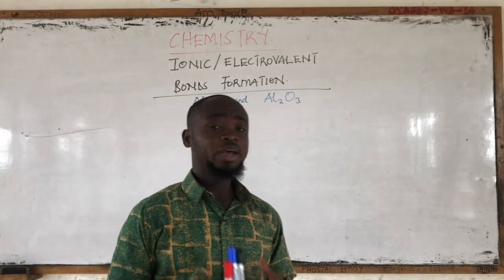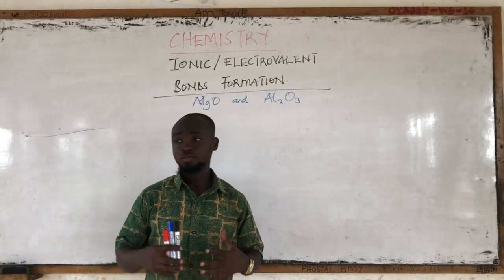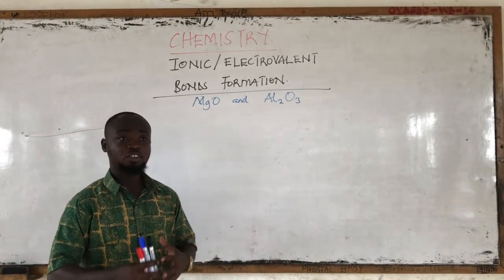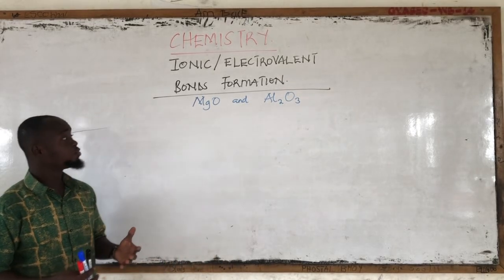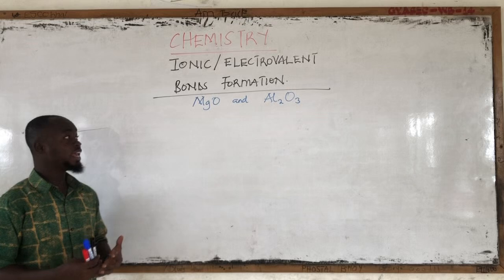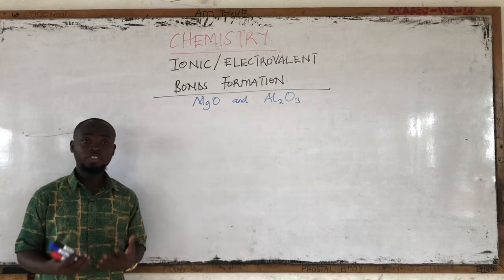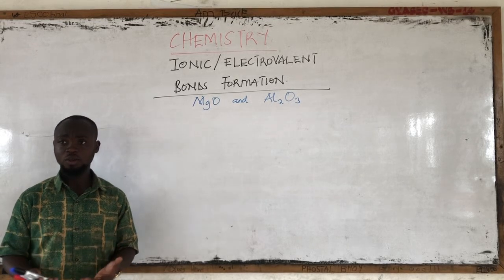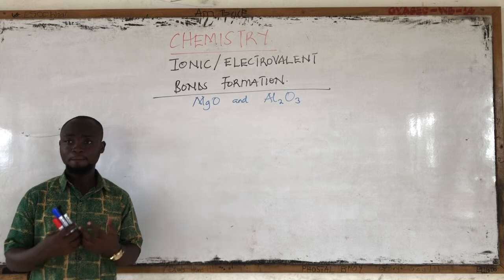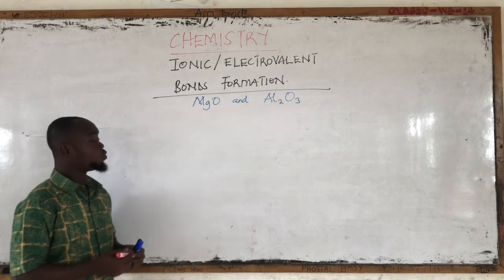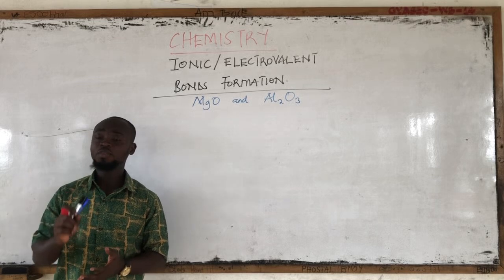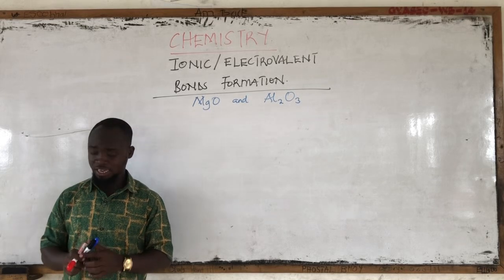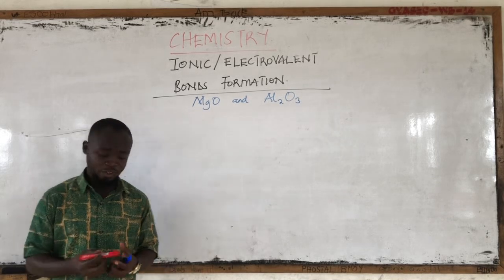So again, we are still discussing ionic bond formation, how ionic bond is being formed. In this example, we are going to use MgO and then Al₂O₃. All these are examples of ionic compounds. They exhibit ionic bonds. Is that okay? So again, we are only going to use the symbol of the element, and then we draw a shell. Then we indicate its valence electron to make it very simplified.